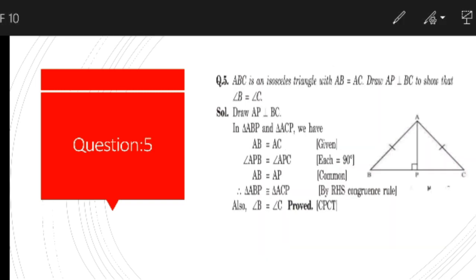So let us move on to the last sum, and it is one of the easiest sums of the exercise. Here it is said that triangle ABC is an isosceles triangle with AB equal to AC. Draw AP perpendicular on BC and show that angle B is equal to angle C. So we need to show angle B is equal to angle C. So first we draw our perpendicular, that is AP, drawn. Now we will consider two different triangles, ABP, this triangle, and the dotted triangle.